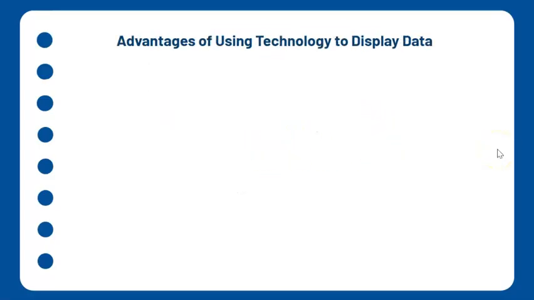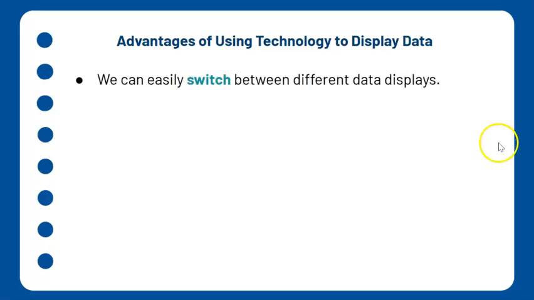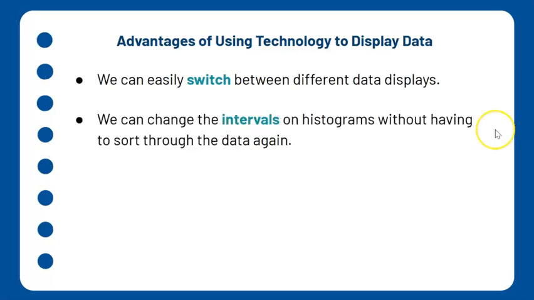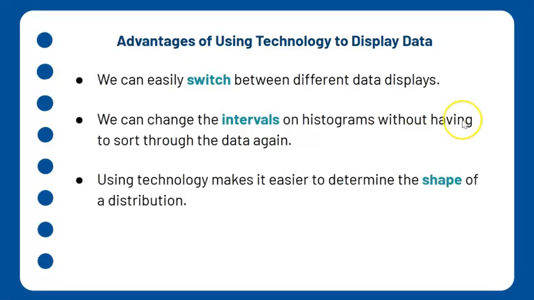To summarize, there are many advantages to using technology to display data. We can easily switch between different data displays using technology. By using technology such as GeoGebra or a graphing calculator, we can quickly create a variety of data displays digitally. We can change the intervals on a histogram without having to sort through the data again. If we create our histogram by hand, this process would be very time-consuming. Lastly, using technology makes it easier to determine the shape of a distribution.